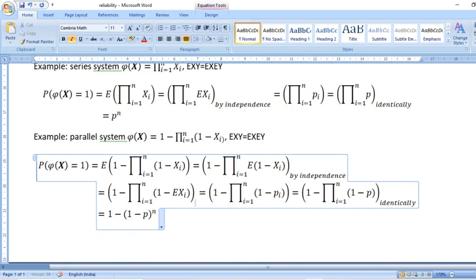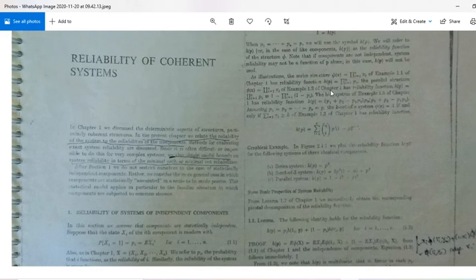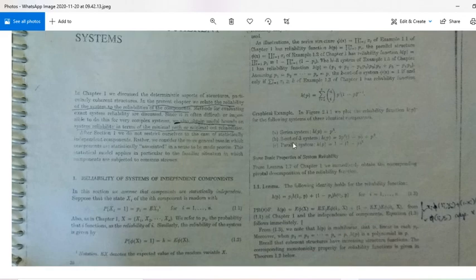So these are the steps involved for computation of reliability of series system and parallel system. This is given here. Similarly, we can find out the reliability of k-out-of-n system. Special cases are given here. You can look at these examples also. Now we will look at some properties, which will be discussed in the next class.